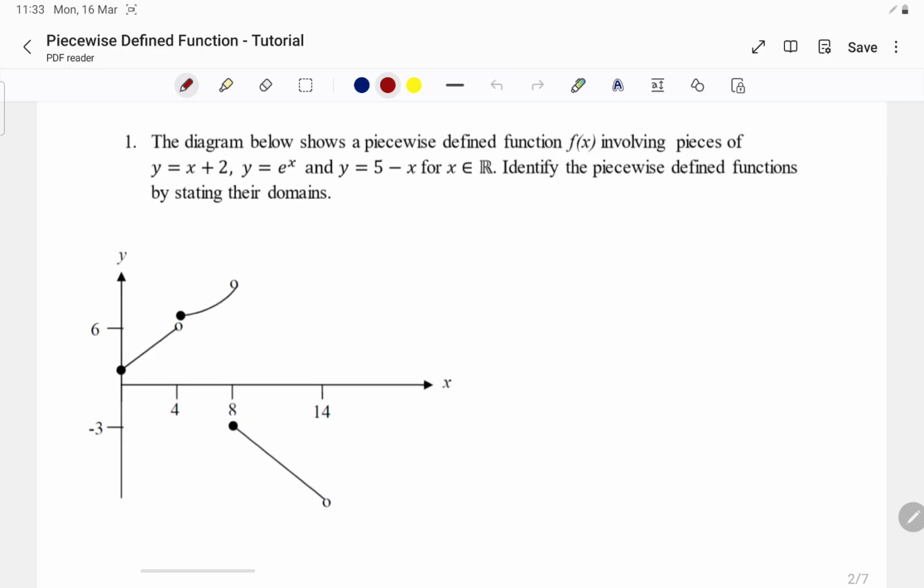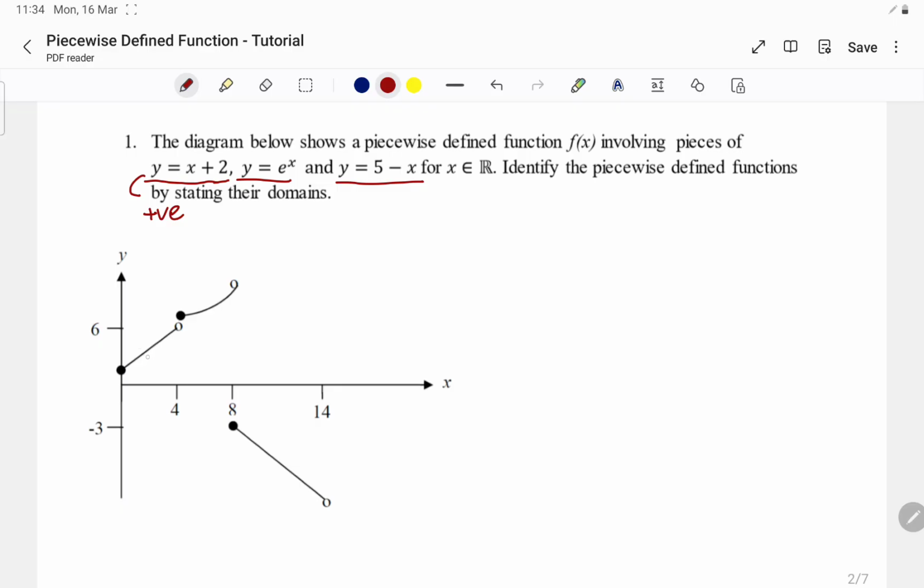The diagram below shows a piecewise defined function f(x) involving pieces of y = x + 2, y = e^x, and also y = 5 - x. Here they ask us to identify the piecewise defined function by stating their domain. If you see, we have these three: two linear and another one is an exponent graph. We have two linear, and for this one the gradient is positive, which is 1.